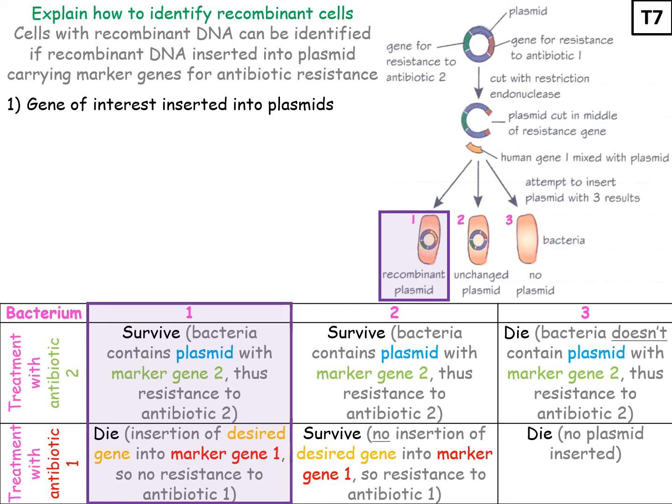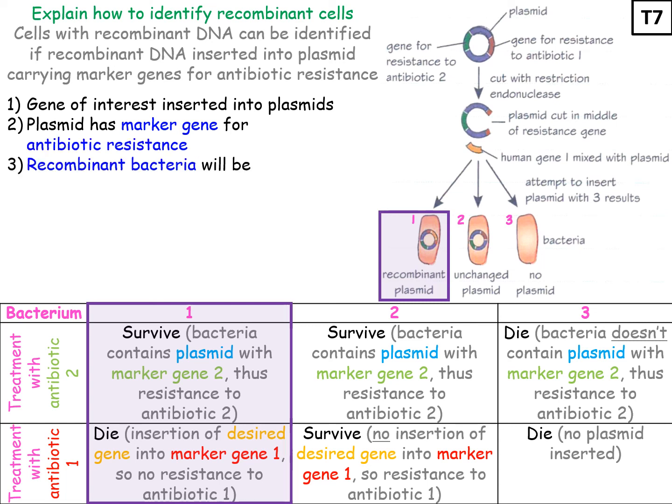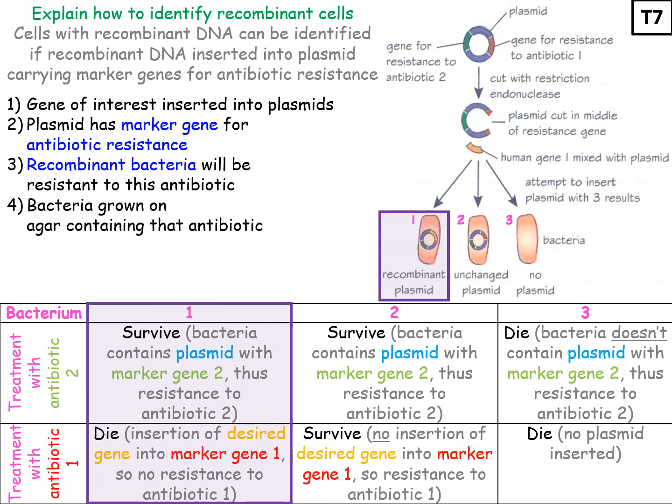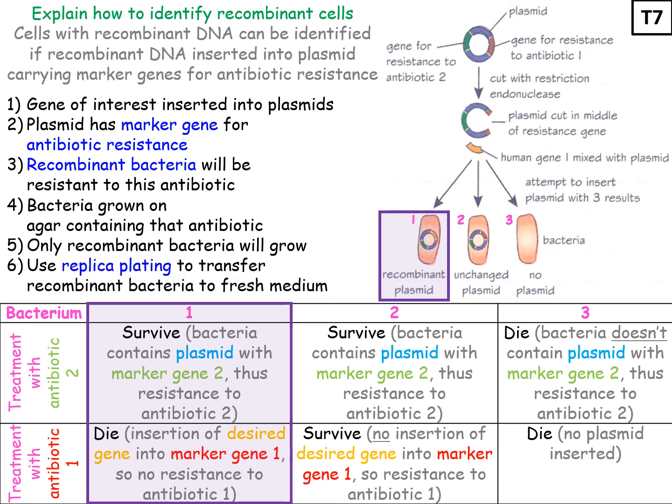So genes of interest are inserted into plasmids. The plasmid has a marker gene, so obviously this marker gene is for antibiotic resistance. The recombinant bacteria will be resistant to this antibiotic. The bacteria are grown on agar containing the antibiotic, so we're talking about antibiotic 2 in this case. Only recombinant bacteria will grow.